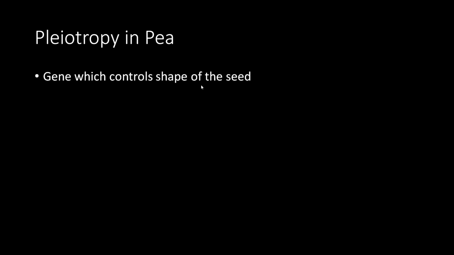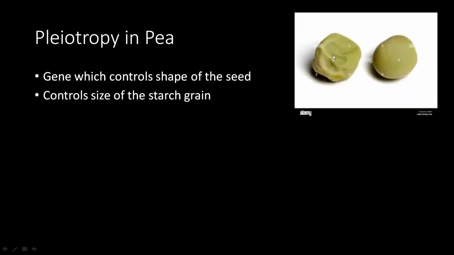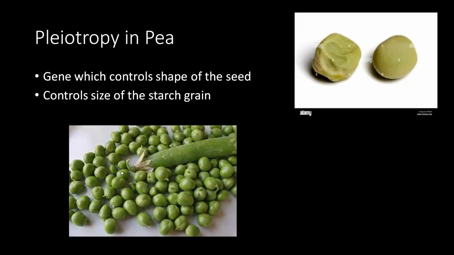The gene which controls the shape of the seed. Which are the 2 shapes of the seed? Round and wrinkled. These are the 2 shapes, round and wrinkled. The gene which controls these shapes also controls the size of the starch grain.